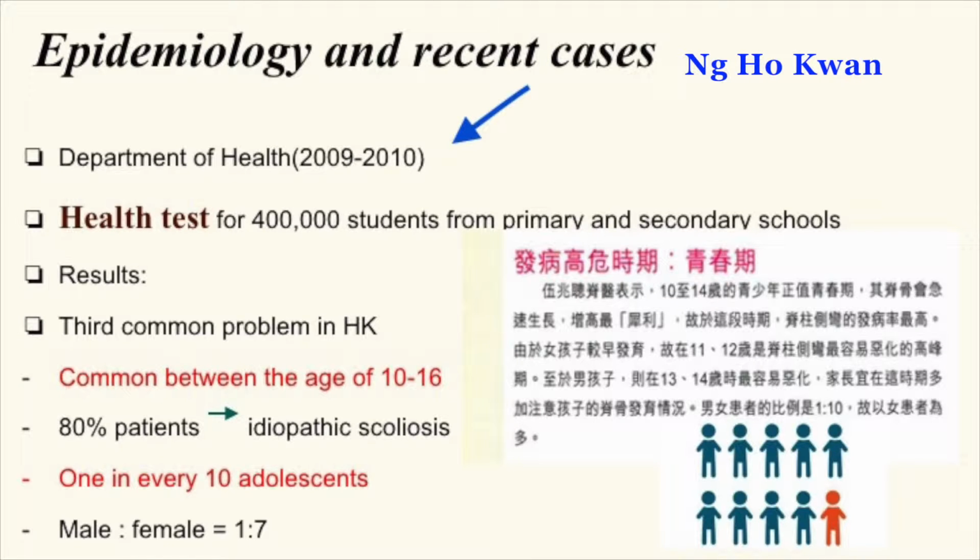In 2009 to 2010, the Department of Health conducted a health test for almost 400,000 primary and secondary students. After the test, scoliosis was found to be the third most common health problem in Hong Kong. 80% of patients have idiopathic scoliosis, which is about 1 in every 10 adolescents. This problem is common between the ages of 10 to 16, and the male to female ratio is 1 to 7.